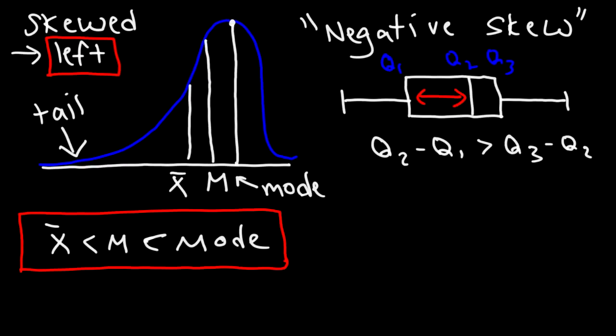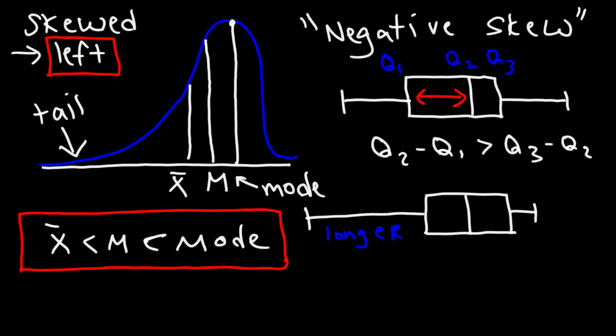Now the second type of box plot with a negative skew will look like this. Let's say the two boxes are equal in length. That is, Q3 minus Q2 is equal to Q2 minus Q1. If the whisker on the left is longer than the whisker on the right, then it also will be a distribution that is skewed to the left.